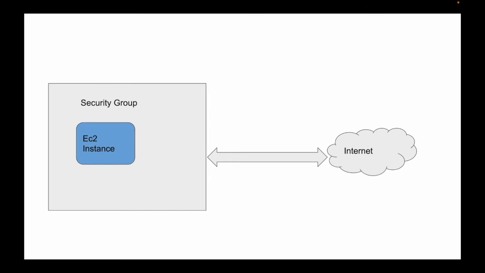In the same way, when we try to access our EC2 server from the internet, the security group acts as the first layer of security. Only if we have allowed access will it let us pass.